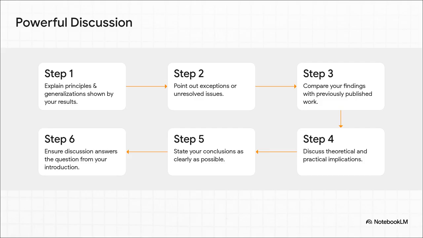First, you start big picture. What are the main principles your results are showing? Then you get honest and point out any exceptions or things you couldn't quite resolve. Super important. Next, you've got to connect your work to the wider world by comparing it to what other people have already published. After that, you can have a little fun and discuss the implications. What could this mean in theory and in practice?